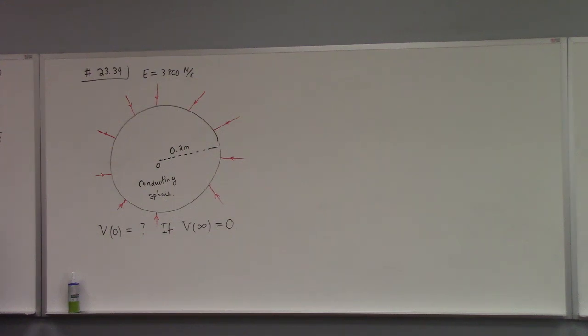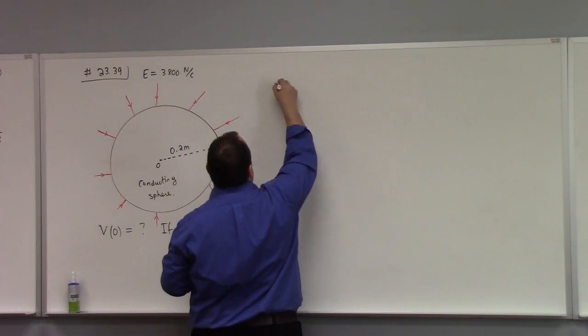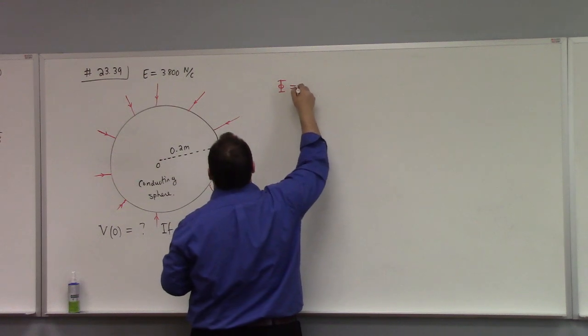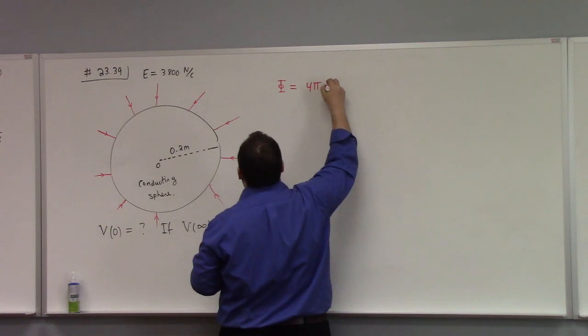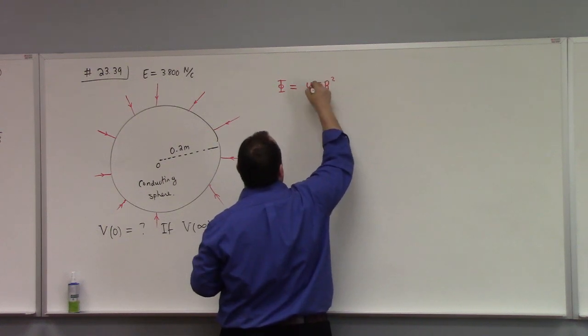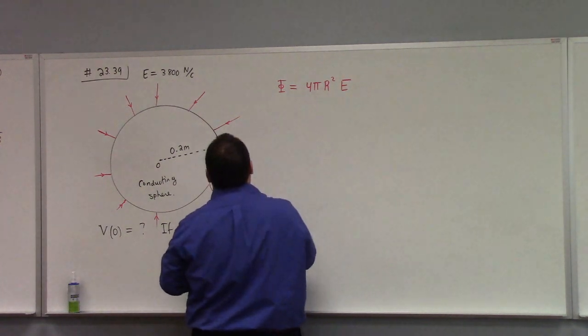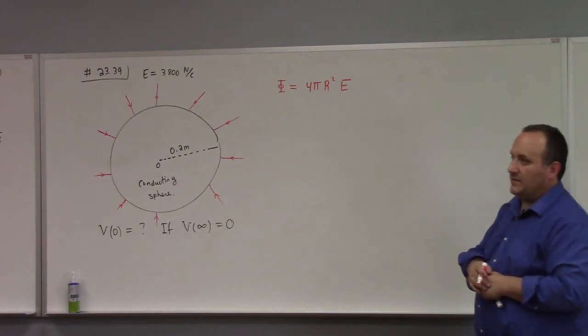And with 3,800 newtons per coulomb, well, we can figure out the flux, right? What's the flux? So the flux here at the surface would be 4 pi, the radius squared, times the electric field. So we can work that out because we know the radius, we know the magnitude.